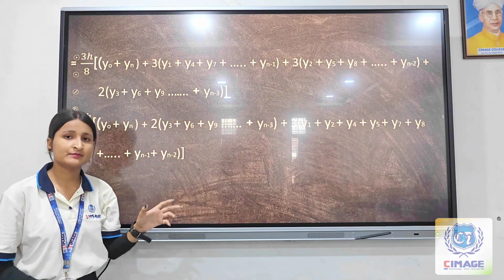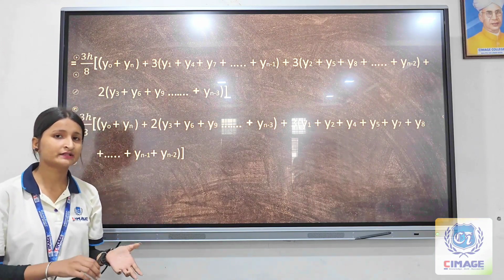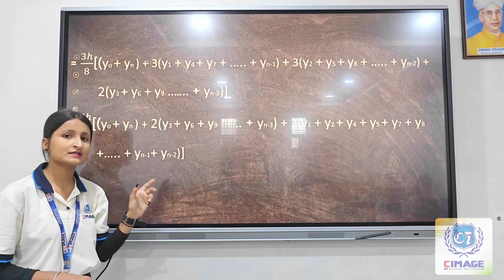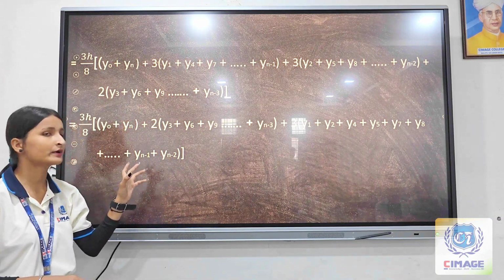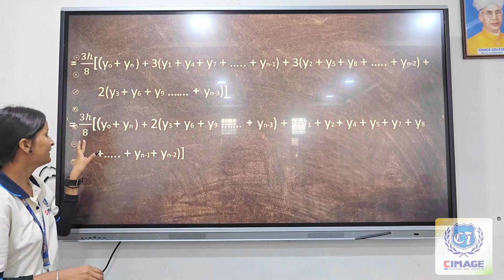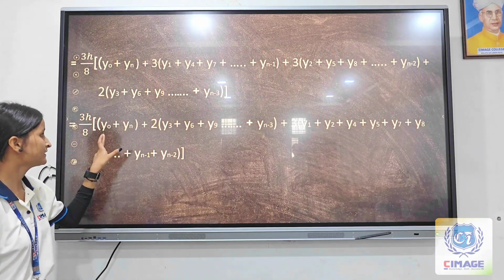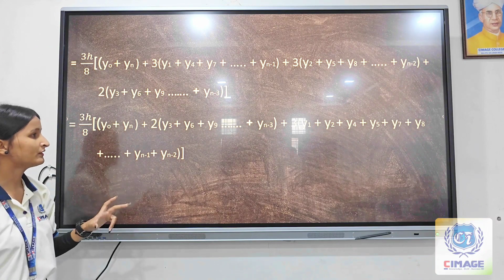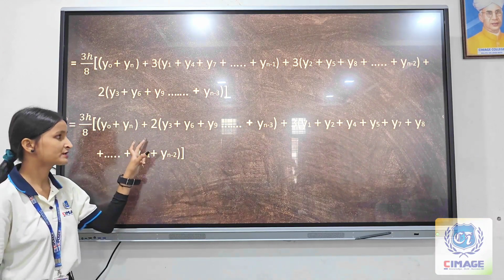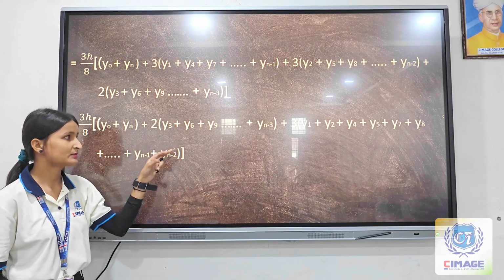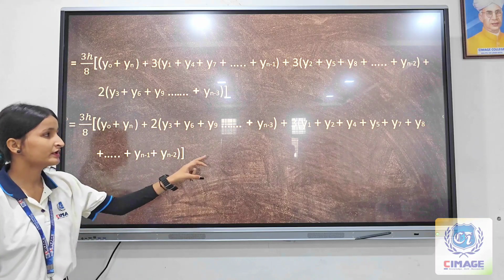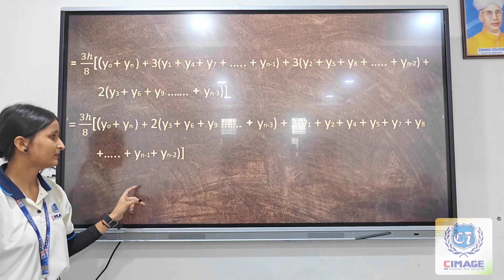We take 3h by 8 as common and write the first and last terms together, that is y0 plus yn, and all the terms which have 3 as a coefficient we write together and add. So the formula of Simpson's 3/8 rule is 3h by 8 times y0 plus yn plus 2 times y3 plus y6 plus y9 plus dot dot yn minus 3, and 3 times y1 plus y2 plus y4 plus dot dot yn minus 2.